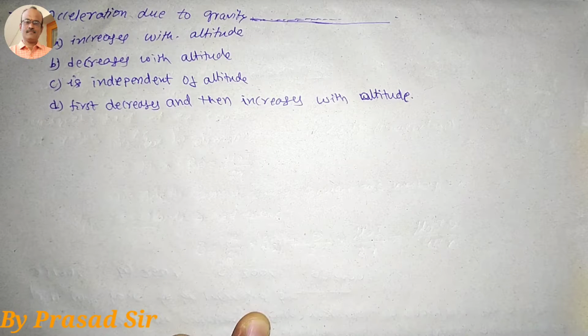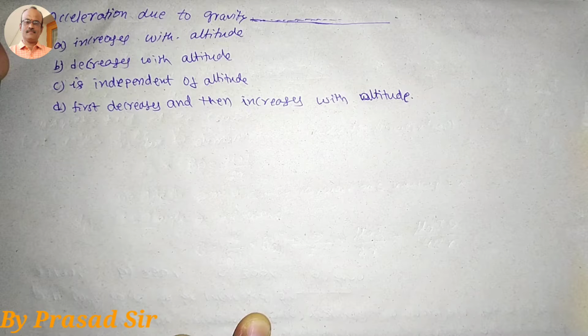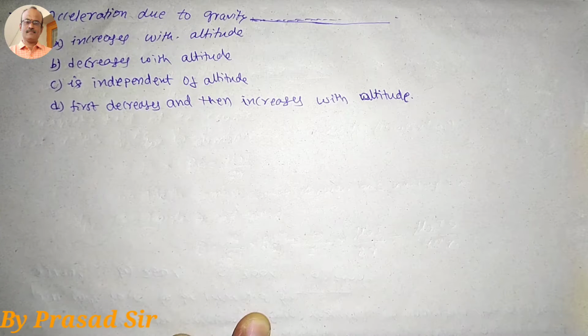Now the question number 33. Acceleration due to gravity: A, increases with altitude; B, decreases with altitude; C, independent of altitude; and D, first decreases and then increases with altitude. So which option is correct?